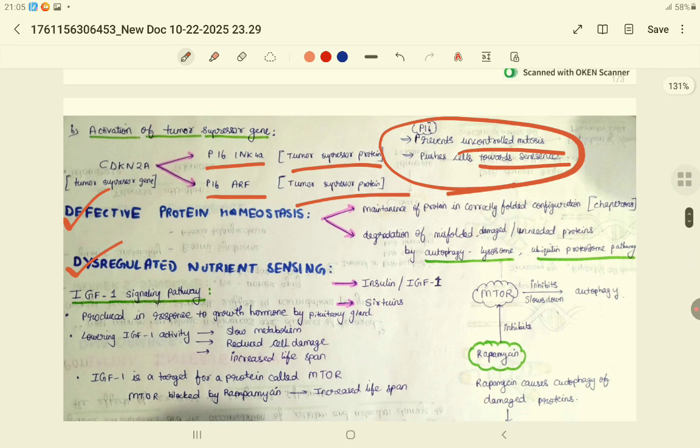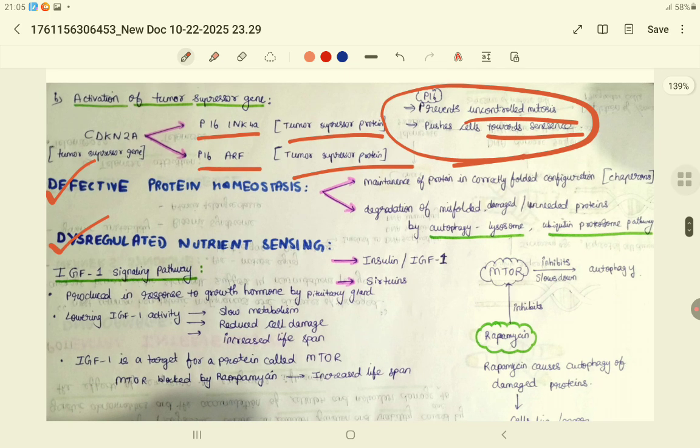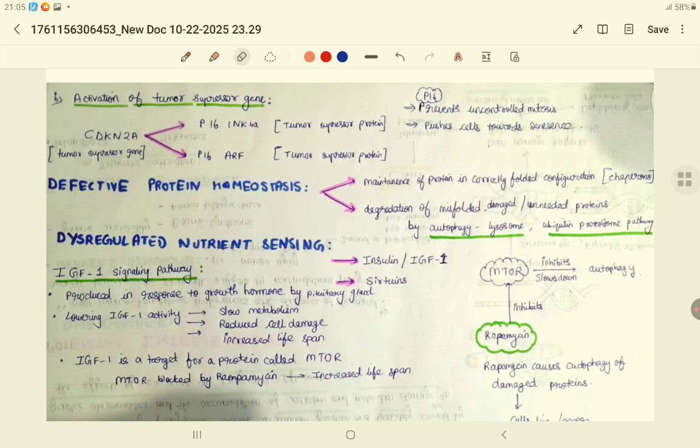Now let us talk about the third point, that is defective protein homeostasis. There are two important things you should remember. The first one is maintenance of the protein's correctly folded configuration. When the protein is folded in the correct configuration, we can maintain protein homeostasis. This is done by components called chaperones. They help in maintaining the configuration of the proteins. And we also need to degrade the misfolded, damaged or unneeded proteins.